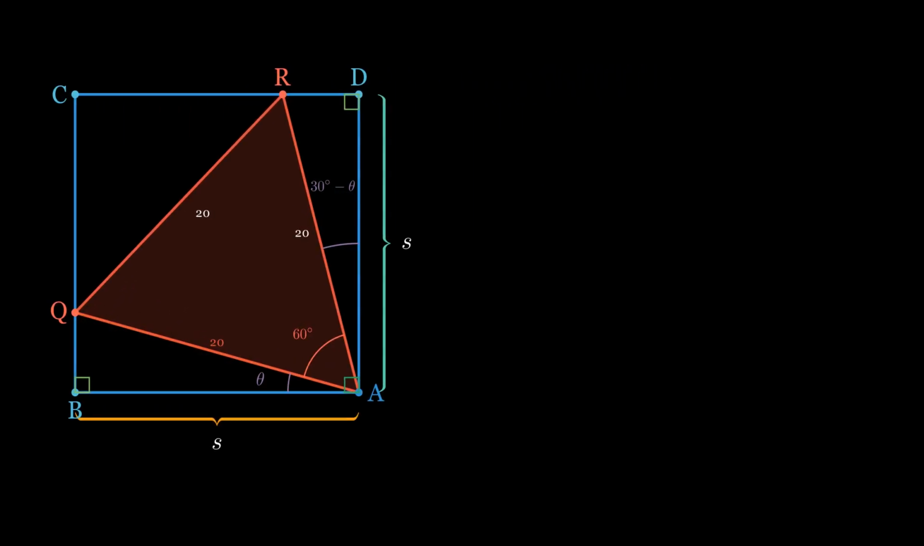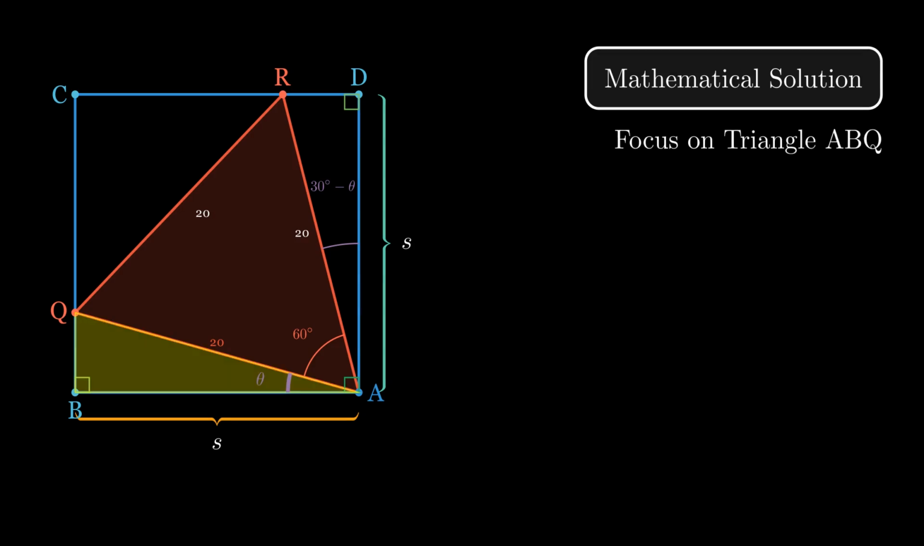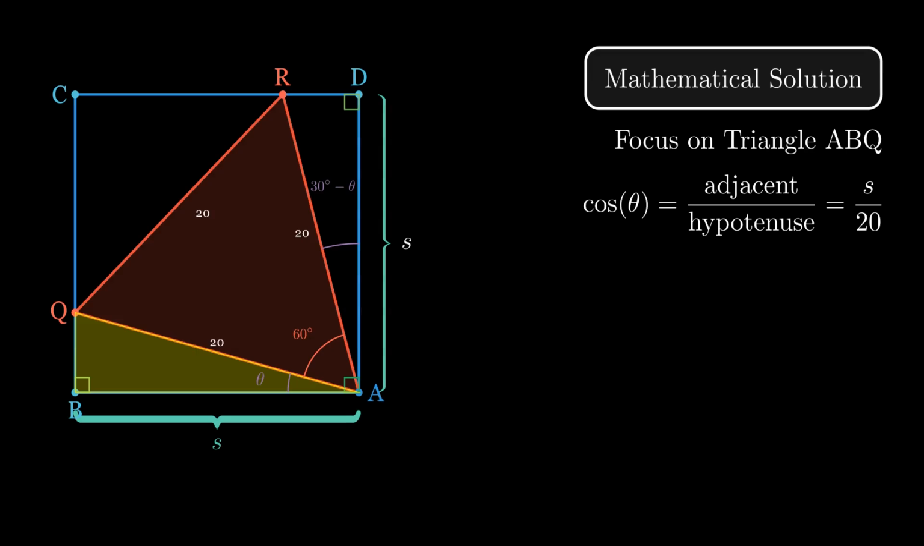With our geometric understanding complete, we are now ready to construct the mathematical solution. Now, let's translate this geometry into the language of trigonometry to find the value of S. Let's begin with the bottom right triangle. We can relate the side S, the hypotenuse, and the angle theta using the cosine function. Cosine is the ratio of the adjacent side to the hypotenuse. In this triangle, that means cosine of theta equals S divided by 20.